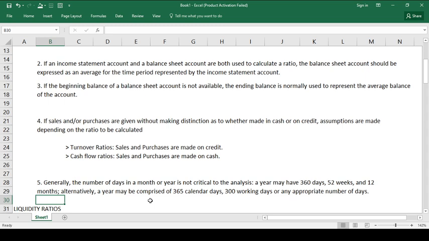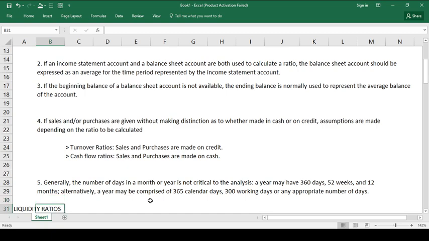If the problem is silent, ibig sabihin if the problem did not provide the number of days in a year, the number of days that we need to use is yung 360 days. Okay? So, if the problem is not silent naman, whatever number of calendar days is provided in the problem, we need to follow that.